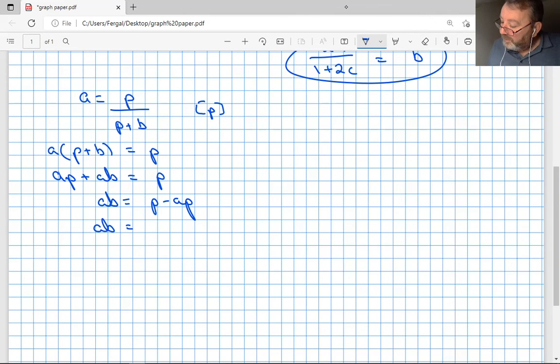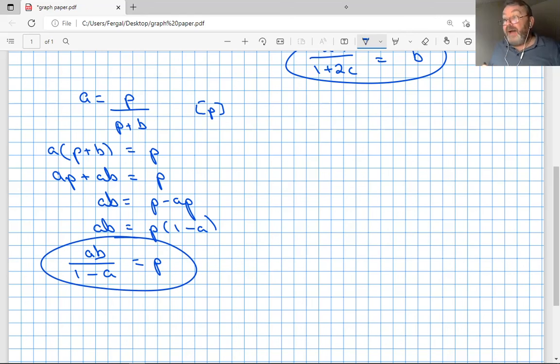Now take it out as a common factor. 1 minus a. The 1 minus a on the right hand side is multiplying p, so therefore the 1 minus a on the left hand side will simply divide. There it is.